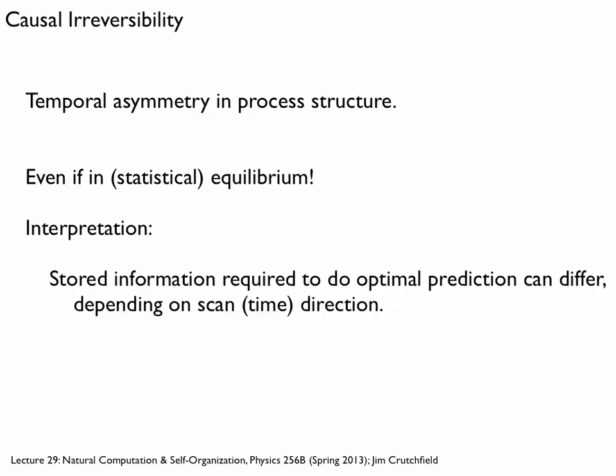The asymptotic uncertainty we have, the entropy rate, is the same. The amount of information that's being shared between the past and the future, or the future and the past, is the same. But the amount of effort, the machine we need to reach the level of optimal prediction and to see that amount of shared information, that depends on what direction we're scanning.